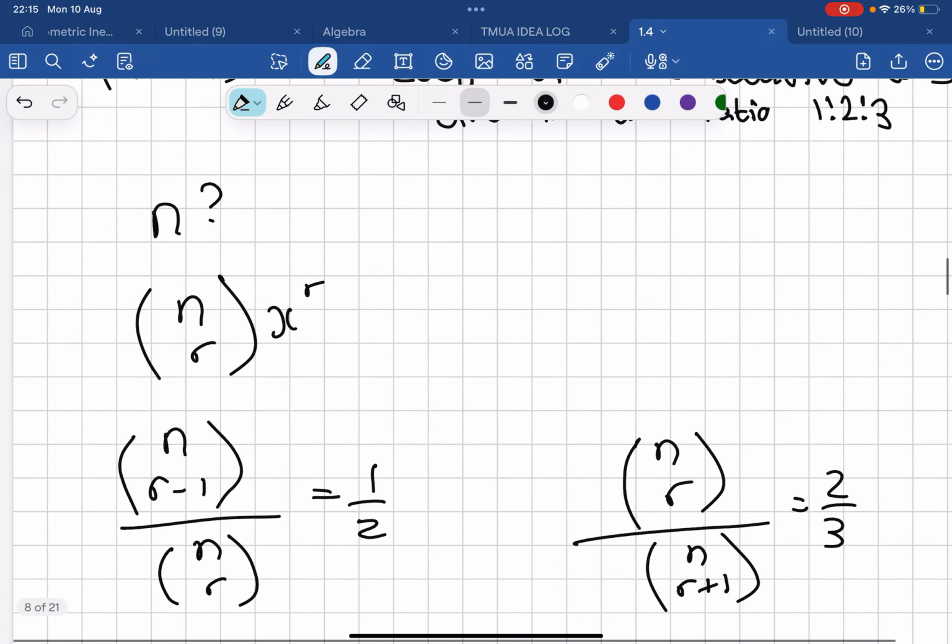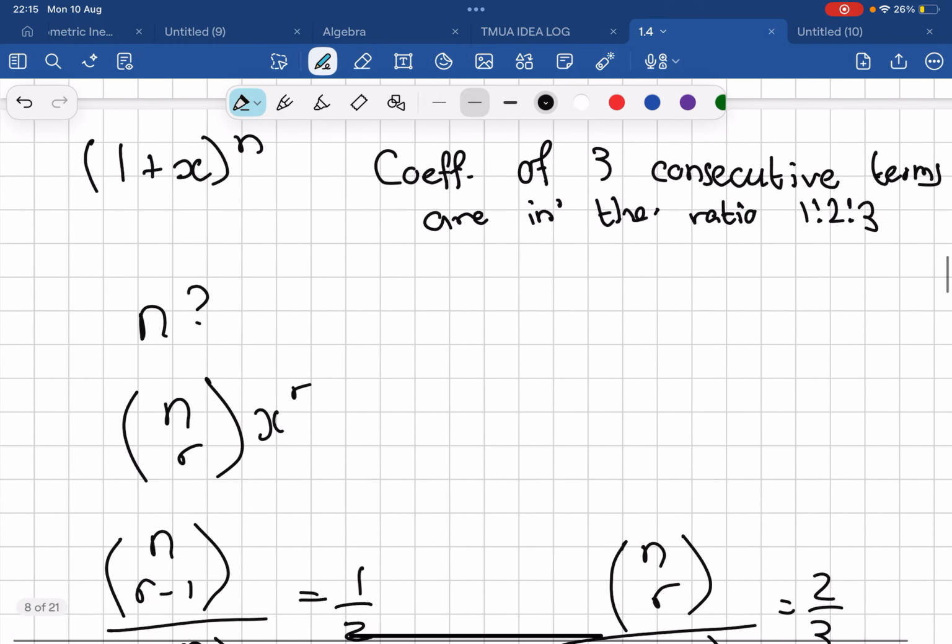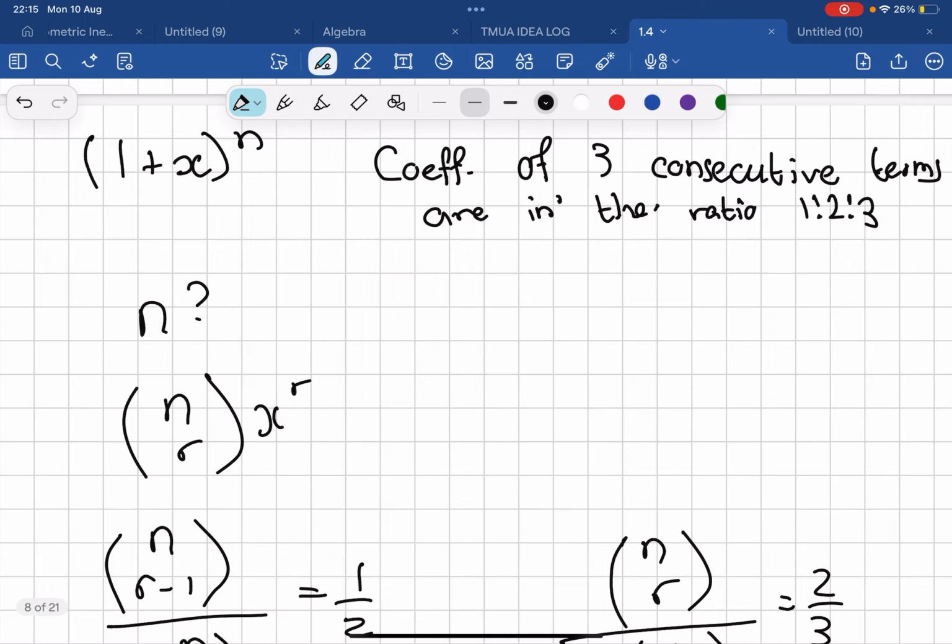Nice fun trick we used, using the coefficients. Nice and easy, job done.